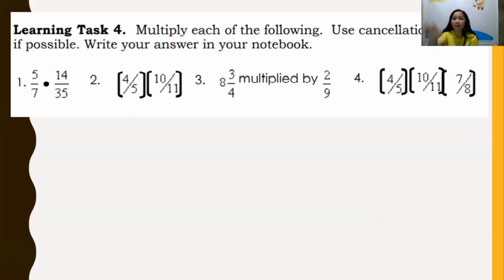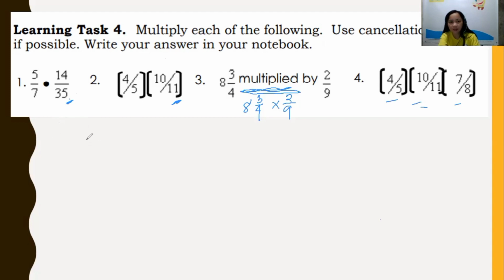Alright, so this is learning task number 4. You are going to answer the following. Multiply each of the following. Use cancellation method if possible. Then write your answer in your notebook. So look at the example here. Dito, pwede nyo na siyang isolve lang nakaganito. Yung number 1 at saka number 2, pwede nyo na siyang i-diretsyong isolve. Pero syempre, yung number 3 given uses the phrase multiplied by. So, papalitan nyo rin yung phrase na yun, which is 8 3/4 times 2/9 para ma-isolve. And then number 4, we can also use this directly. Pwede nyo nang gamitin yung parenthesis pag multiply. So, ganun lang gagawin dun sa learning task number 4.